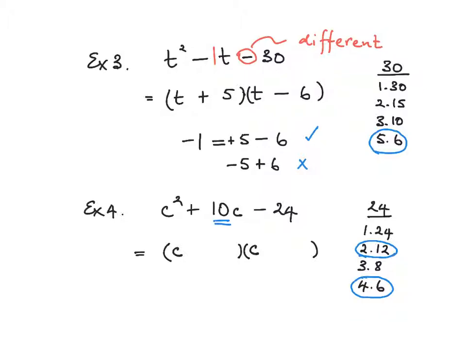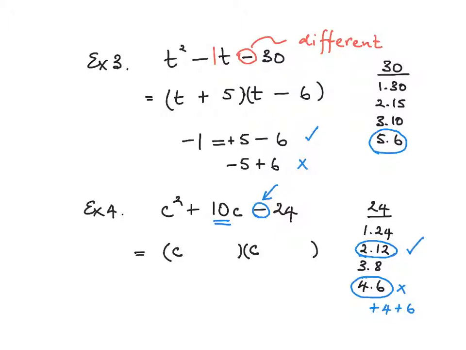Only one of these is correct. Which one is the correct one? Well, this negative means that the signs have to be different. If I want to get a 10 from a 4 and a 6, I hope you can see that the signs have to be the same. It would have to be plus 4 and plus 6. But we can't have that because this negative here means that the signs have to be different. So it's not this one, it's this one here.